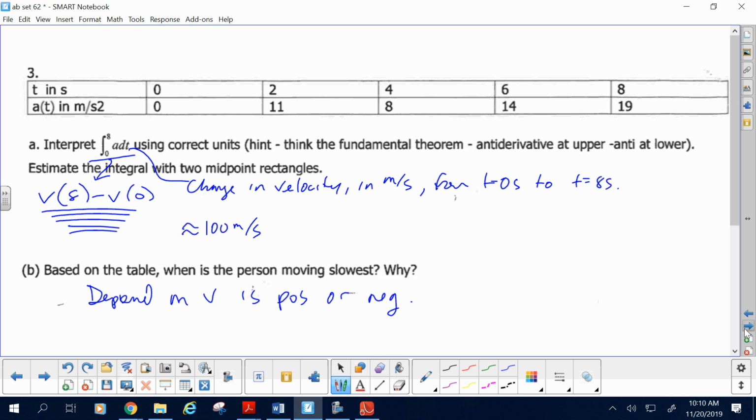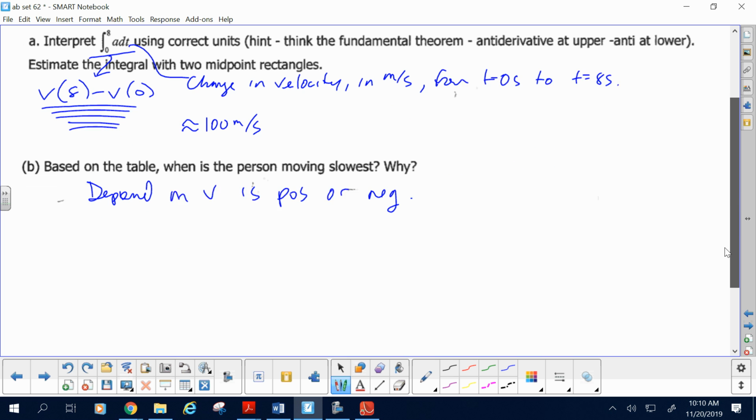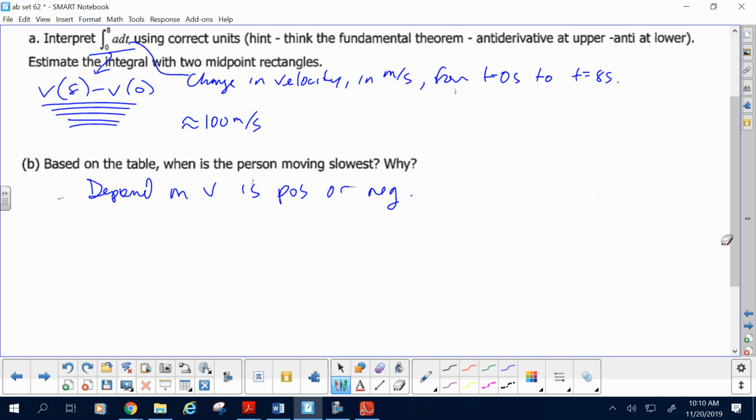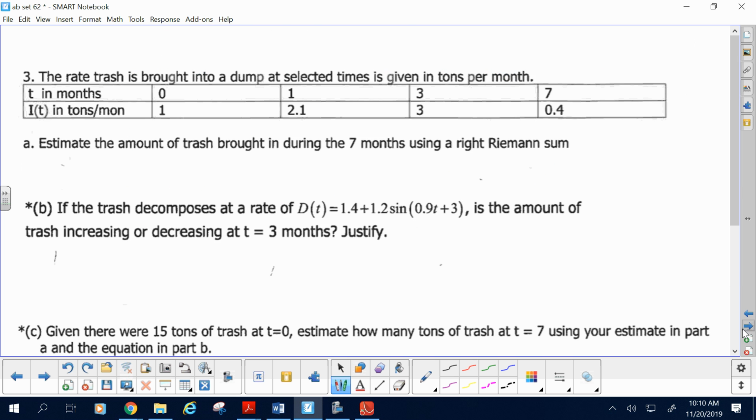We don't know. If he was always moving positively, and his velocity was constantly increasing, then he would be slowest at the start and fastest at the end. But if he was moving negatively, then he was probably fastest at the start and slowest at the end. All right. This guy, estimate the amount of trash brought in during the 7 months using a right Riemann sum. Did you get roughly 9.7 tons?